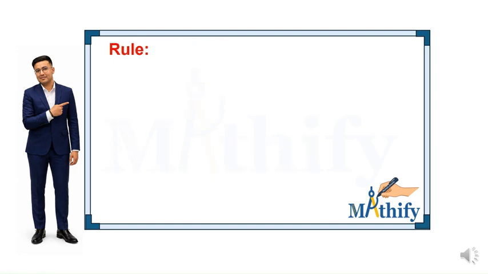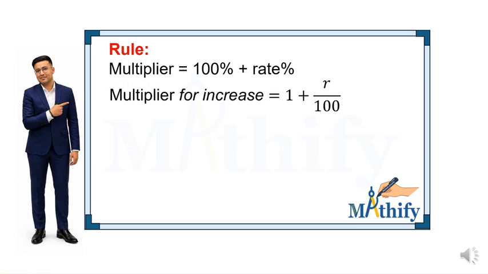What is the rule? Multiplier is equal to 100% plus the rate as a percentage. The multiplier for increase is equal to 1 plus R, which represents the interest rate as a percentage, divided by 100.